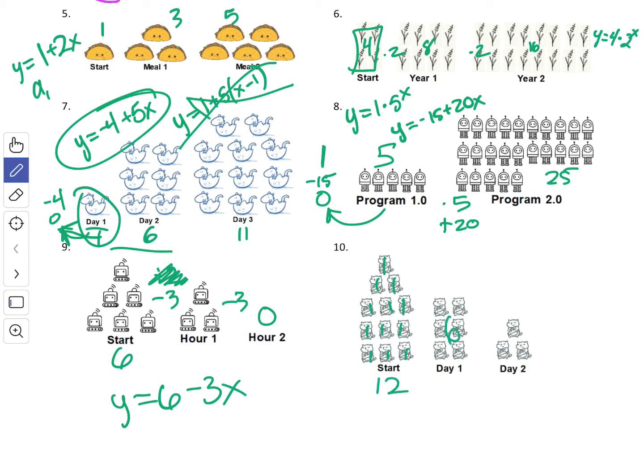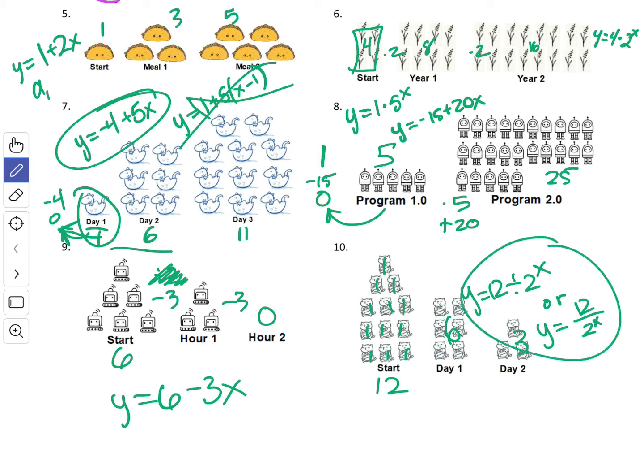10, we start with 1, 2, 3, 4, 5, 6, 7, 8, 9, 10, 11, 12. Then we go down to 6, then 3. We're definitely dividing by 2 here, so I can go y equals 12 divided by 2x, or I could go y equals 12 over 2x. However, we generally don't like to leave it in division when we're dealing with geometric. They just don't like that, even though mathematically it's viable.